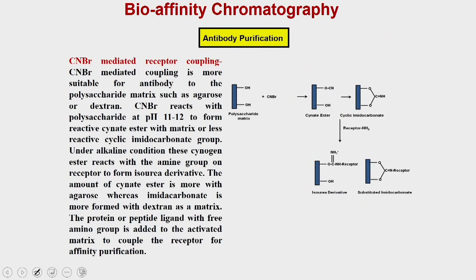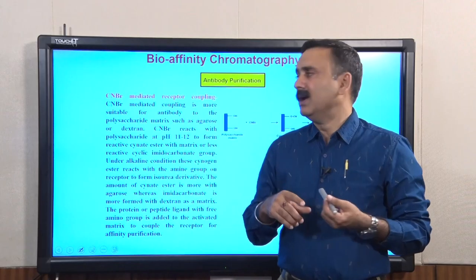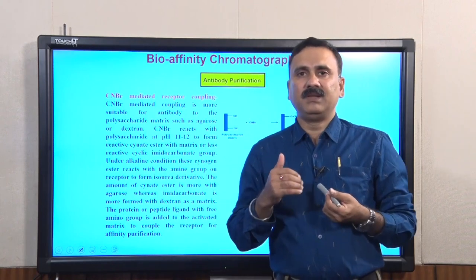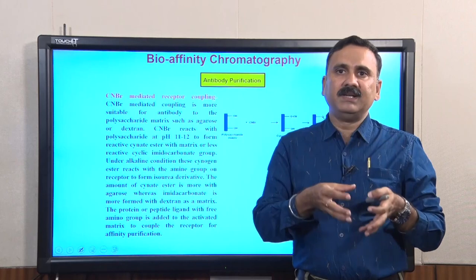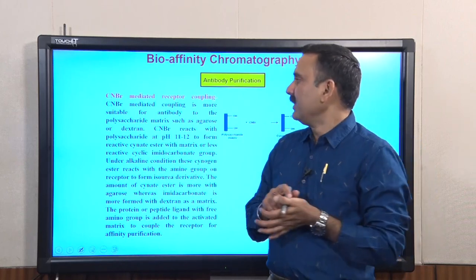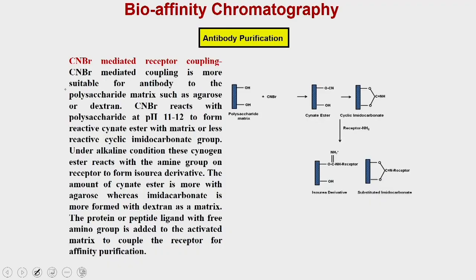So in a previous lecture, we discussed some of the coupling methods. Those coupling methods can also be used to couple the antigen to the beads. But what we are going to discuss today is CNBR-mediated coupling. CNBR-mediated coupling is very specific for proteinaceous material like antibodies, proteins and peptides, and it is more suitable for coupling antibodies to a polysaccharide matrix such as agarose or dextran.